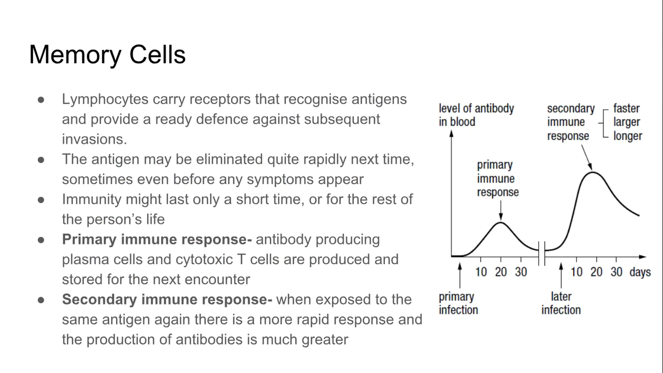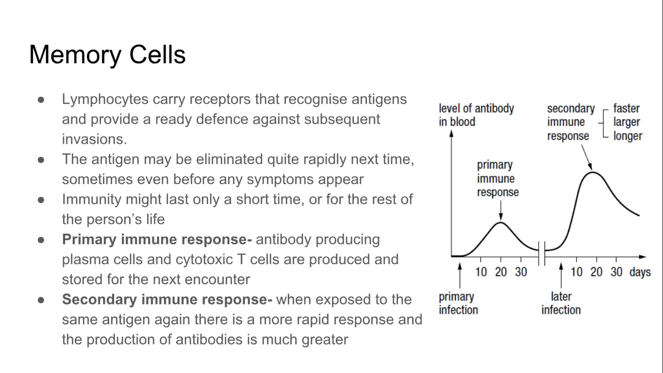Memory cells are produced to eliminate an antigen rapidly the next time it appears, which allows any of our symptoms to not appear and for them to not take effect on the body. So on the graph here on the right, we see our primary immune response. So this is when we're first infected and we see this antigen. We produce a smaller amount of antibodies, however, than we do the second time. So we see a faster, a larger, and a longer response if we're infected a second time.